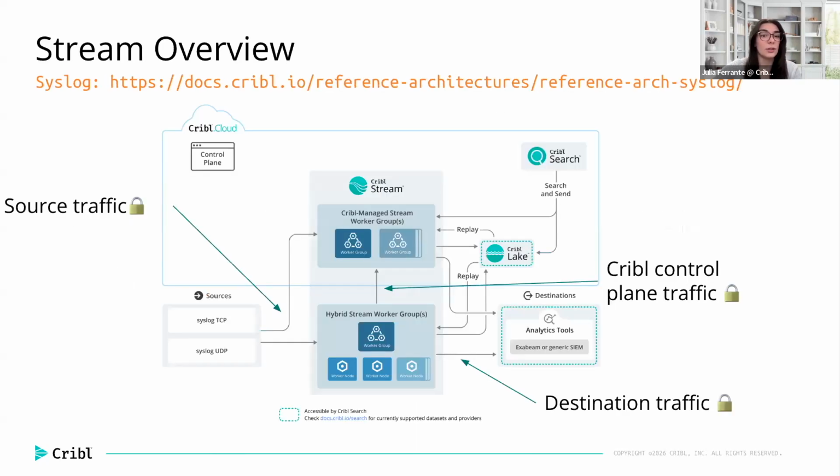For those less familiar or new to Cribl Stream, here's a quick overview. This diagram shows a reference architecture for Cribl, with the syslog source being sent through Cribl Stream and onto various destinations. Within this architecture, there are multiple integrations where data is in motion and having security is needed. You can see here that source traffic, Cribl control plane traffic, and destination traffic are all called out. In this workshop, we're going to be focusing on sources and destination traffic specifically.